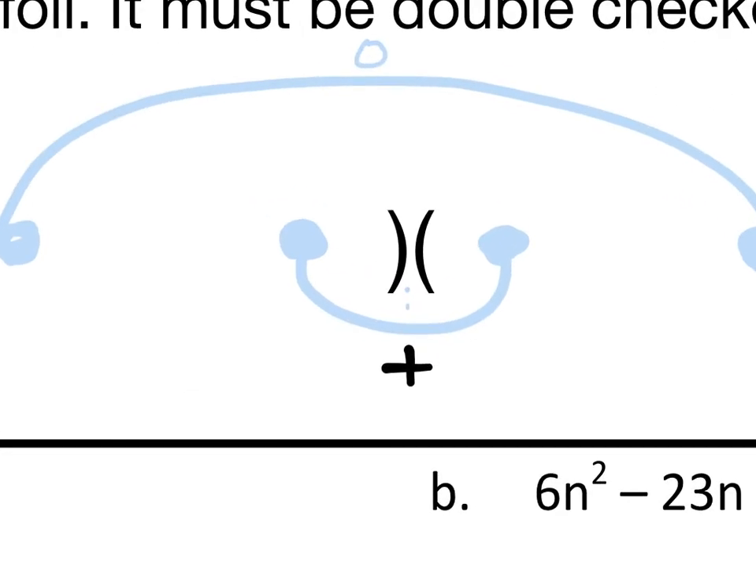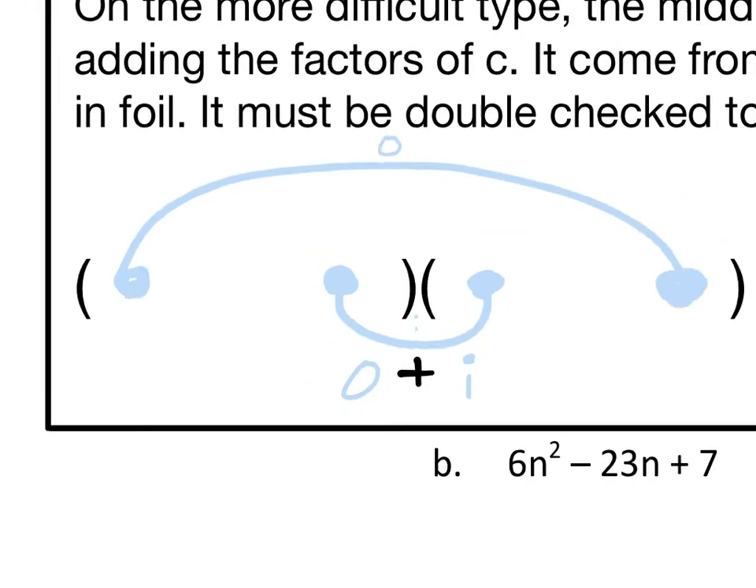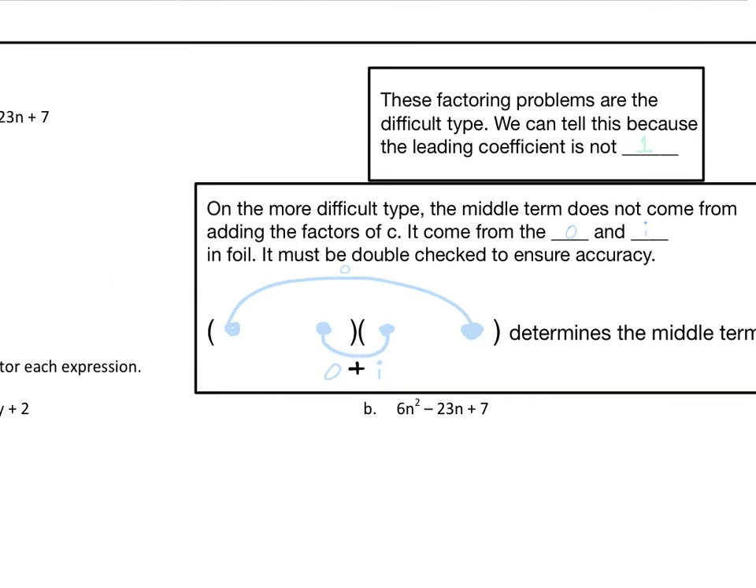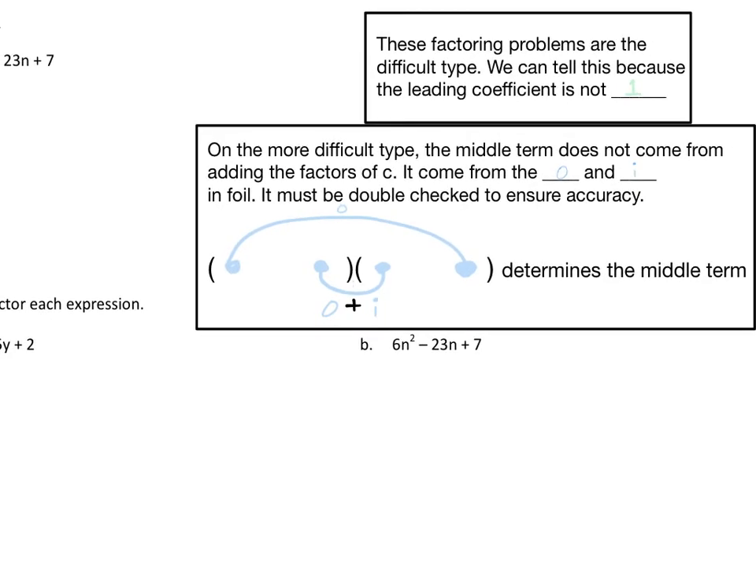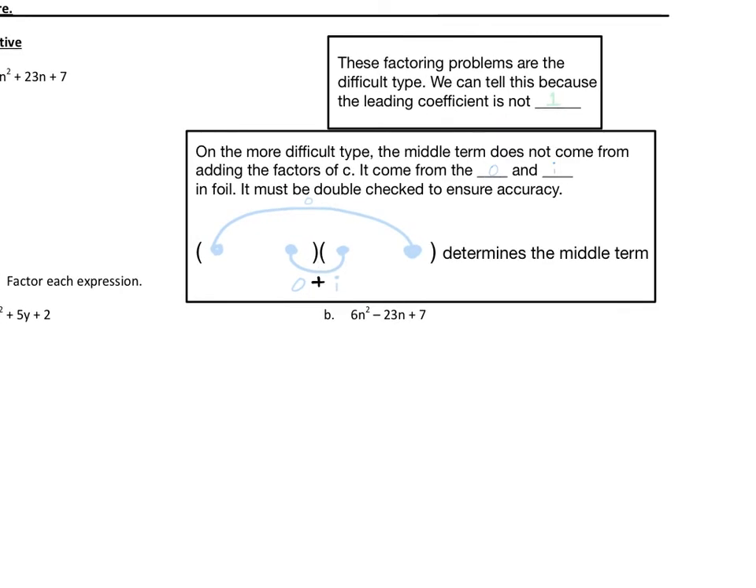So the result is going to be O plus I. That's what's now going to determine the middle term. And if you kind of squint your eyes, it almost looks like it's smiling at you there. So I call this the smiley face method. That's what's going to determine our middle terms.